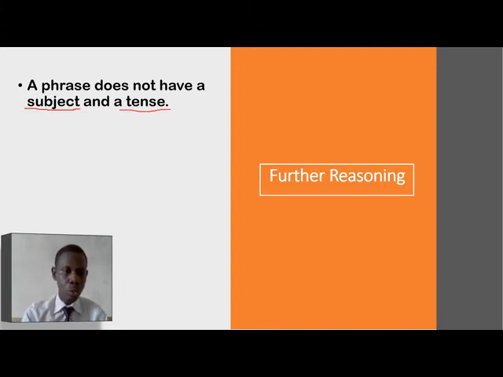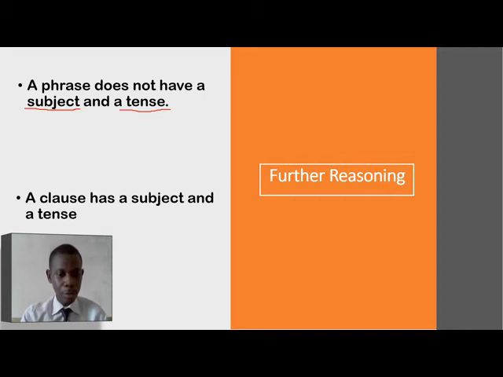So let's mark the two. A phrase doesn't have a subject and a tense. So what of a clause? A clause surely will have a subject and it will surely have a tense. It will surely have a subject and a tense. So let's note that. I think it is good for us now to move on, having established the difference between them.